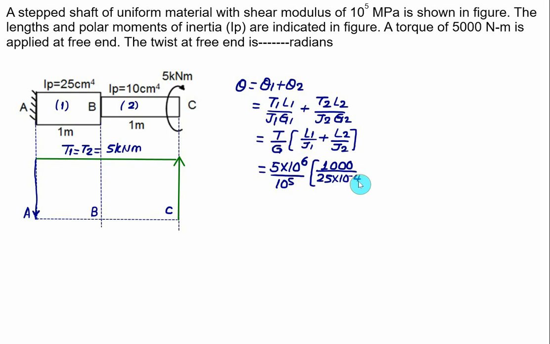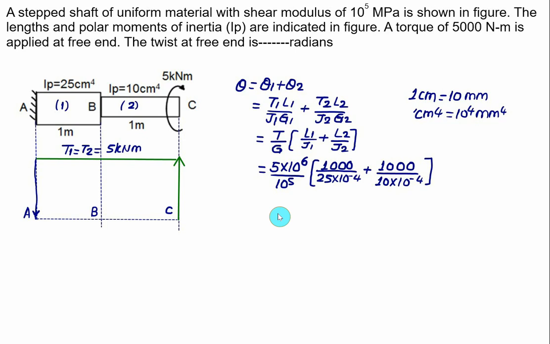1 cm is equal to 10 mm. So we have cm to the power 4 will be 10 to the power 4 mm to the power 4. So plus again we have 1000 and the polar moment of inertia for the second shaft is 10. So we have 10 into 10 to the power minus 4. Solve this. You will get the total twist at the free end that will be equal to 0.7 radian.